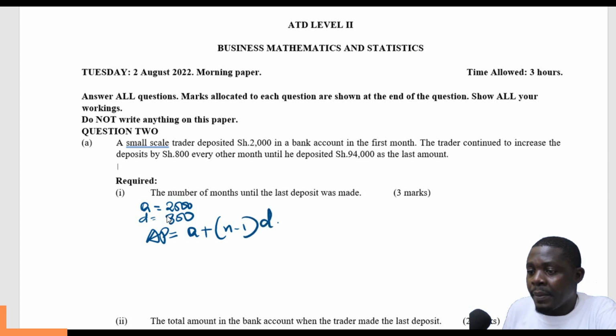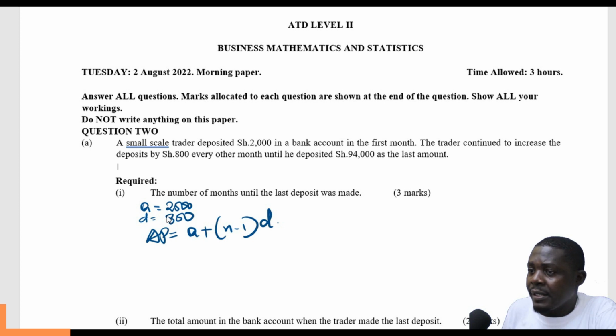Now this question is asking things to do with a progression, an arithmetic progression, whereby we must dictate the first item, that is A, and the common difference as D. The money that we deposit first, 2,000, is going to be our A, and the trader continued to increase the deposit by 800 every month. That was the difference.